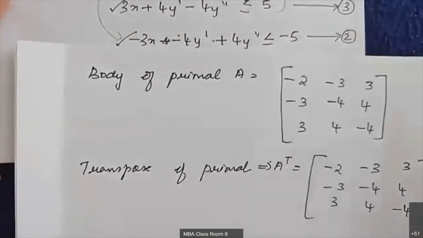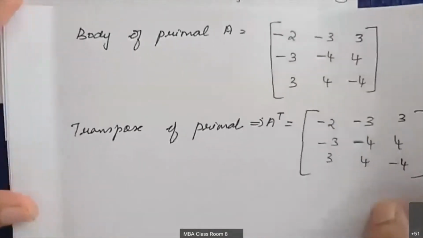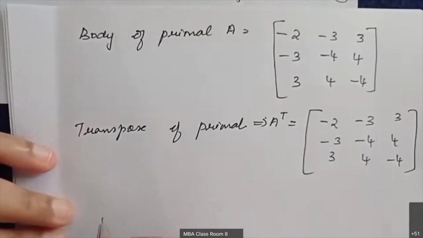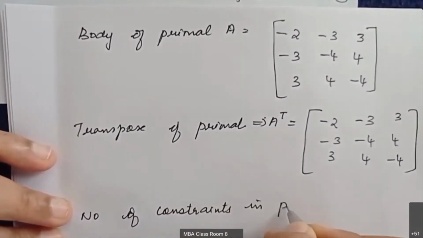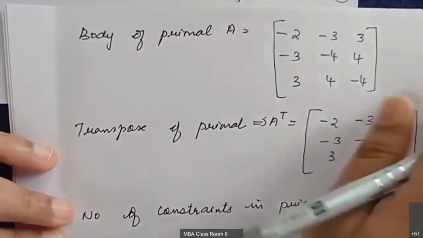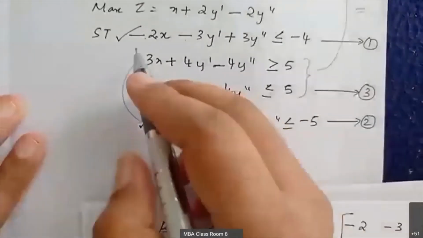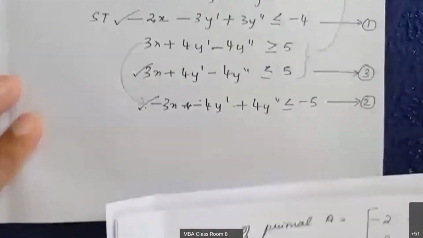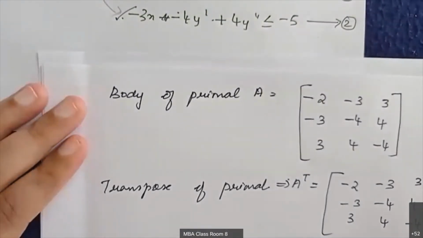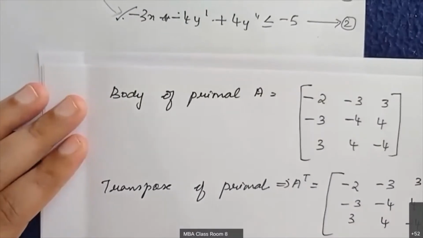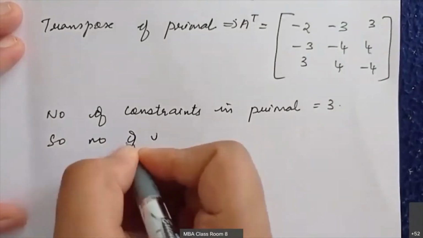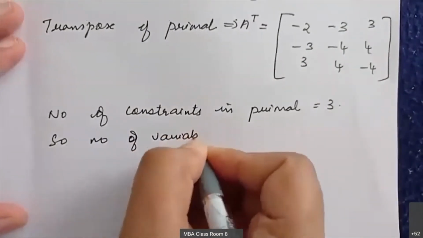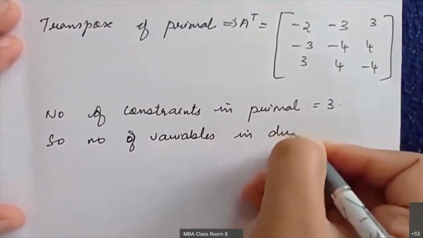Okay. Now after that, what we do is we have to take the number of constraints in primal. How many constraints do we have? We have 3 constraints: first, second, and third. So the number of constraints in primal is equal to 3. So the number of variables in dual will also be 3.